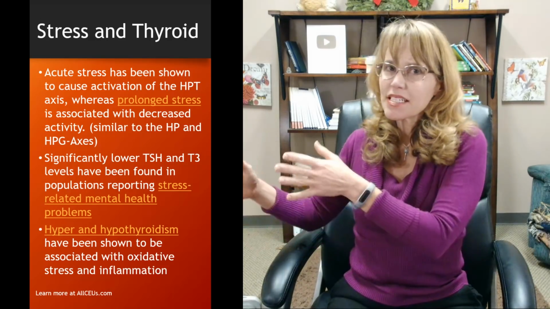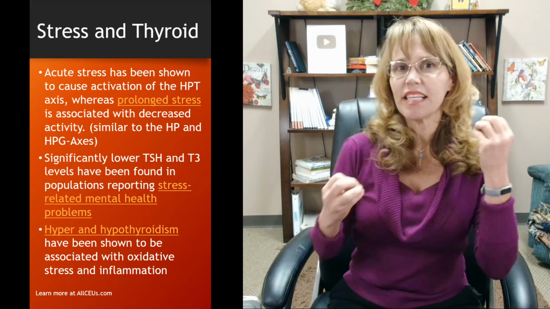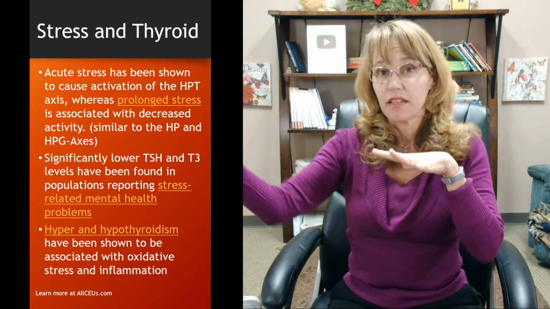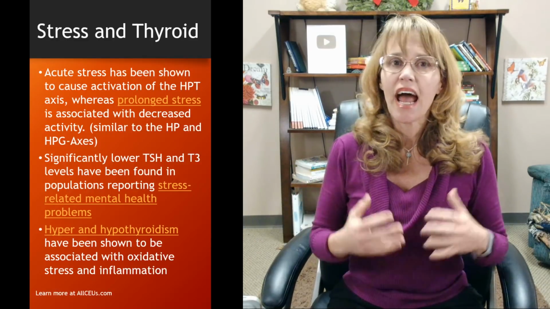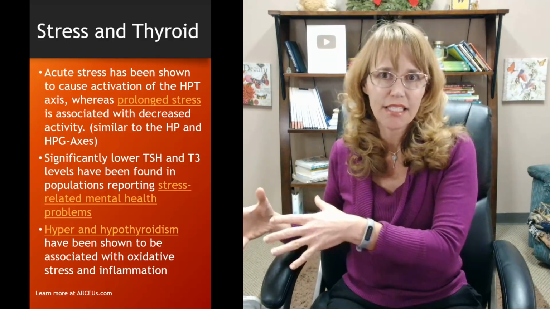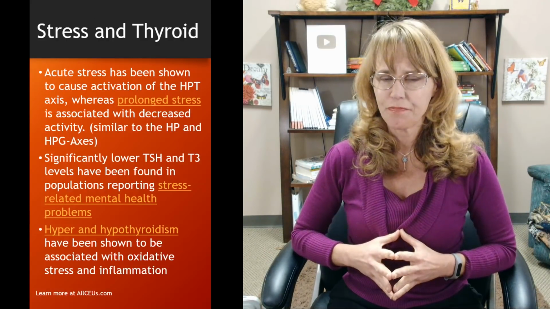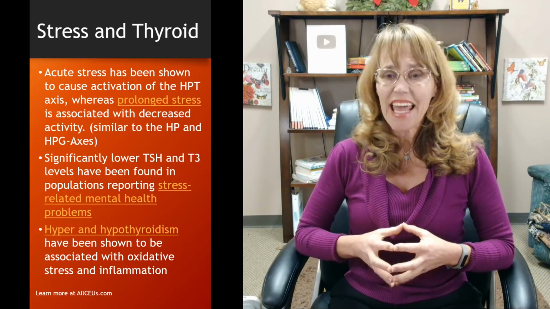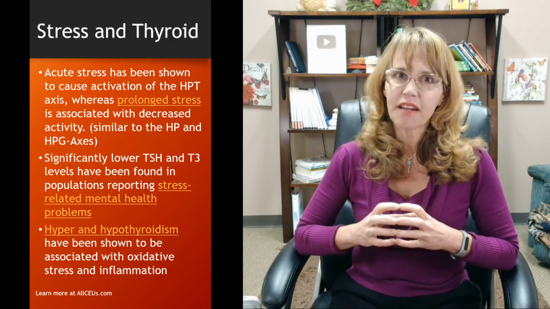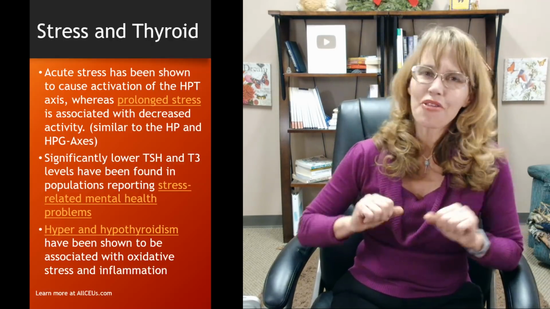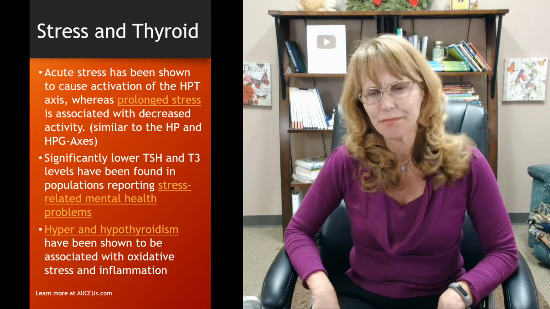So this all makes sense when we start thinking about how the changes in the HPA axis and the concurrent changes in the HPT and HPG axes as a result of ongoing stress. So yeah, it makes sense that we're going to see lower levels of these hormones. Hyper and hypothyroidism have been shown to be associated with oxidative stress and inflammation. Now, this is another thing I thought was interesting because I can see hyper, but my thought was hypo. How does that happen?